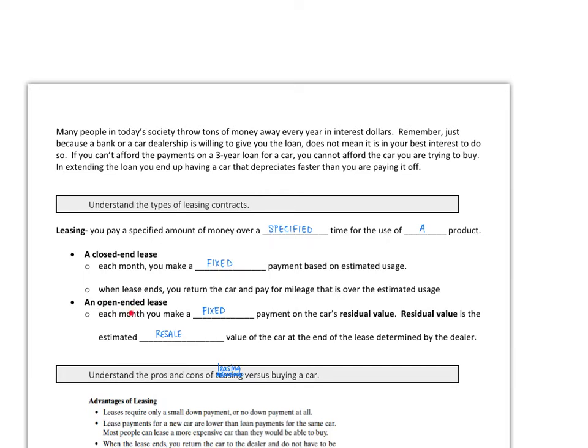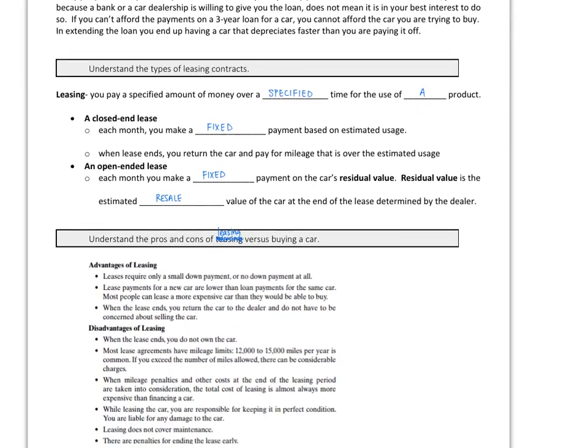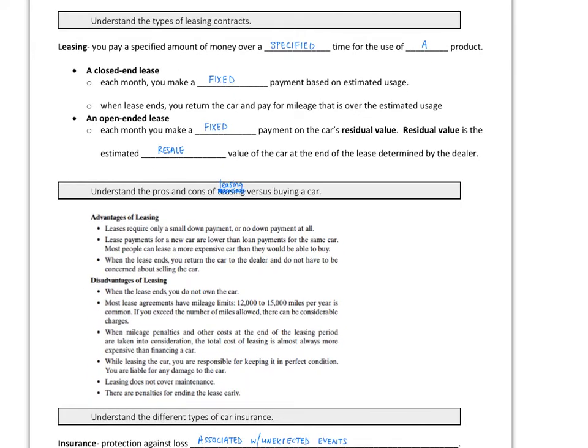An open-ended lease, each month you make a fixed payment on the car's residual value. Residual value is the estimated resale value of the car at the end of the lease, determined by the dealer. So you have to really take a look at what is a better deal for you if you are going to lease a car. So let's look at the pros and cons of leasing versus buying a car.